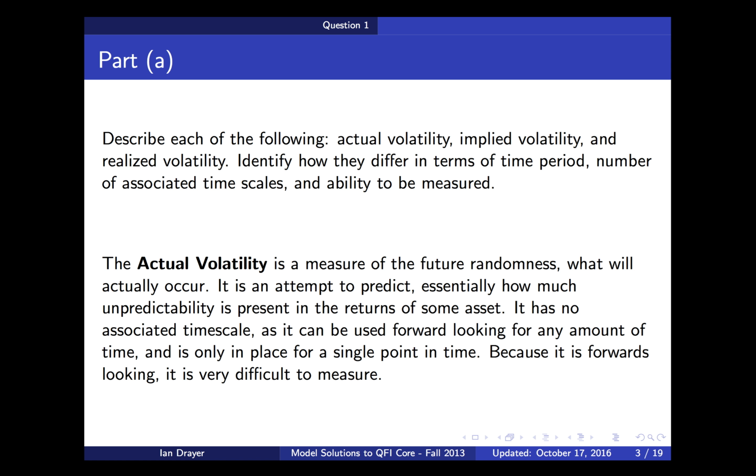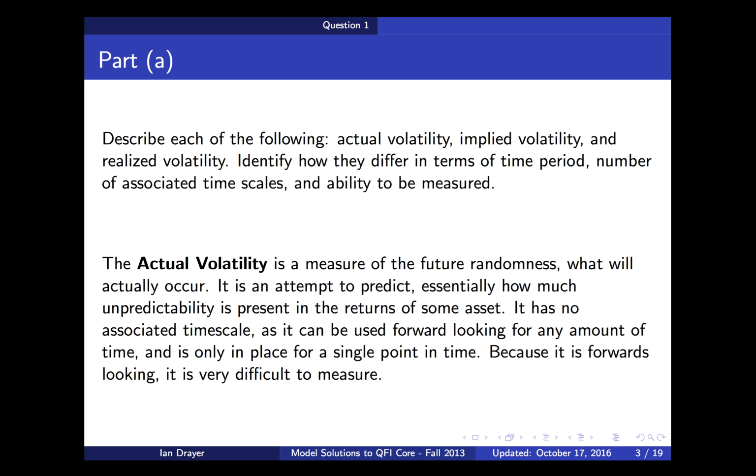So we'll start with question 1. This question asks us first to describe each of the following: the actual volatility, the implied volatility, and the realized volatility, and identify how they differ in terms of their time period, the number of associated time scales, and their ability to be measured. So we first examine the actual volatility.